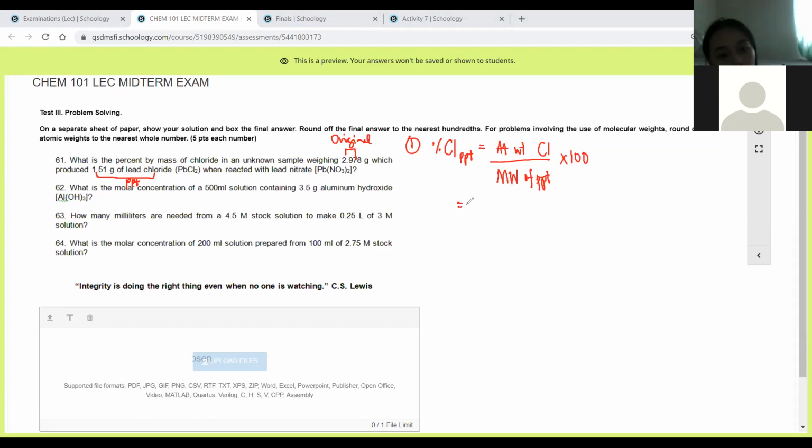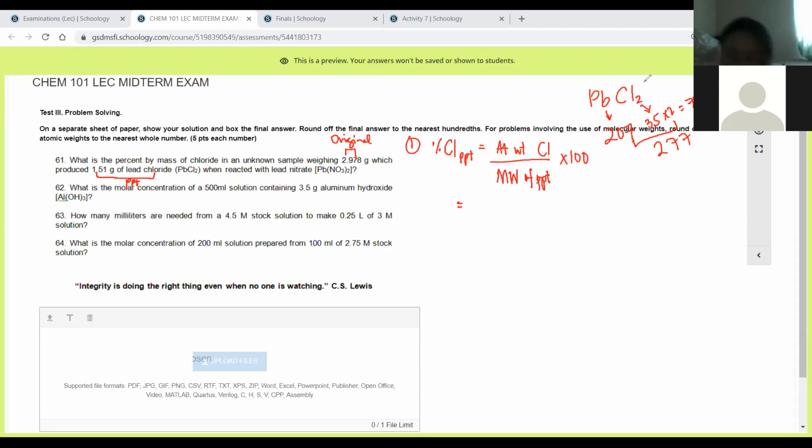The atomic weight of chlorine here, what is our precipitate? Lead chloride, PbCl2. This is 207, right? Tama ba ko? Can you check? 207 yung lead, no? So that's 207 times 1, that is still 207. But for chloride, this is 35 times 2. This is equal to 70. So 207 plus 70 is 277.